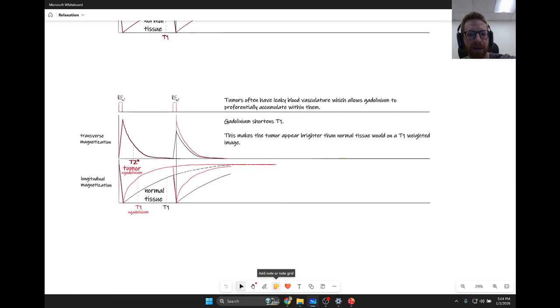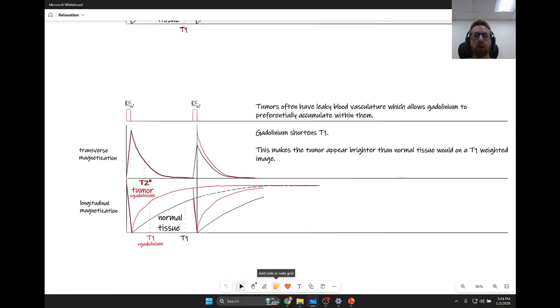Gadolinium is going to get absorbed by the tumors preferentially compared to the normal tissues typically, because the tumors often have leaky blood vasculature, and so when the gadolinium goes into the tumor blood vasculature, it leaks out and then gets into the tumor and it hangs out in the tumor. Whereas in the normal tissues, it doesn't leak out as much. The blood vessels are not as leaky. And so gadolinium has a property where it shortens T1.